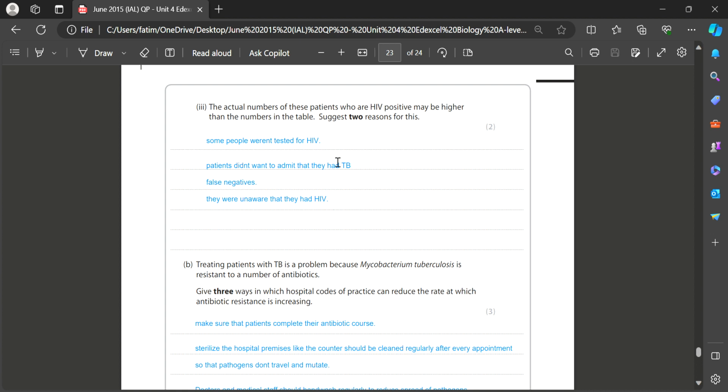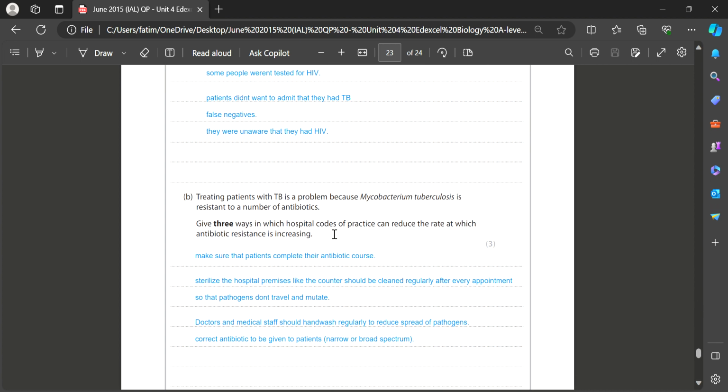This is very close to the second point, but slightly different, like they didn't know that they had HIV, so they didn't test for it. So that's also a valid point. So over here, you need to make sure that all the points you write are valid. They're not wrong, because if they're wrong, even if you wrote 2 correct points, you won't get the mark.